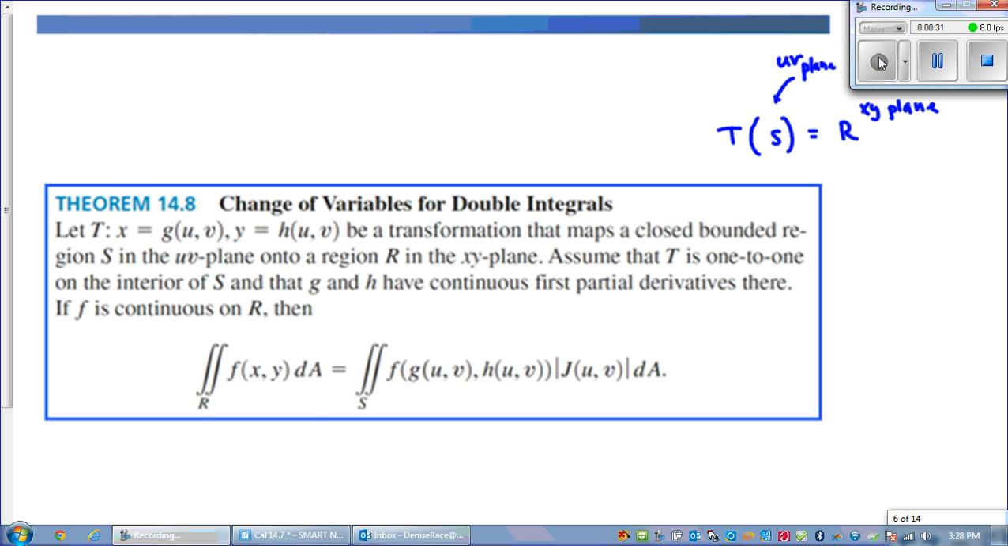Now, most of the time, we're going to start with an integral over a region in the XY plane. We will need to find the region S that this transformation transformed into R. So we've got to find our region S. Then we need to convert the function from the variables x, y to the variables u and v. And then we put the Jacobian in by evaluating the 2 by 2 determinant. And then we'll integrate over the region S. So let's see how we'll handle this.